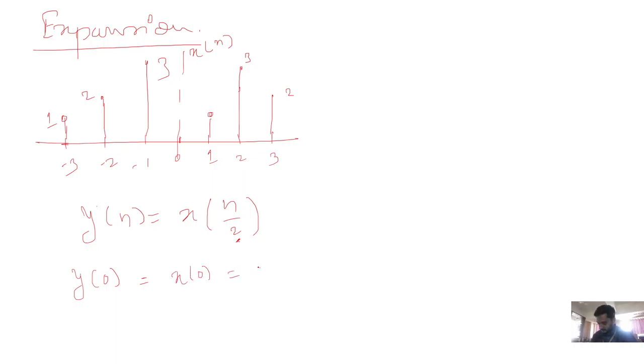x of 0, right? And x of 0 is 0. Okay, and not necessary, I understand this, not necessary every time it should be 0. It can have any value. Just for simplicity I had written this. Can anyone tell me what will be the y of 1?